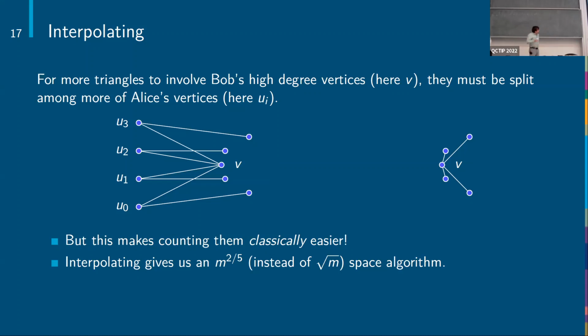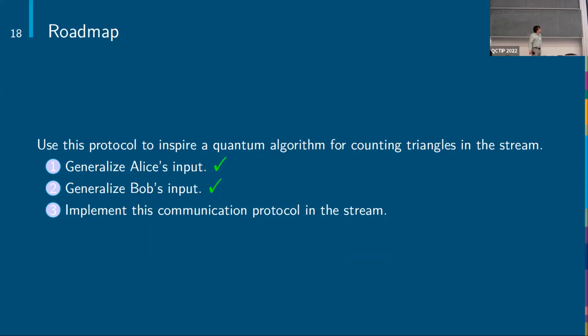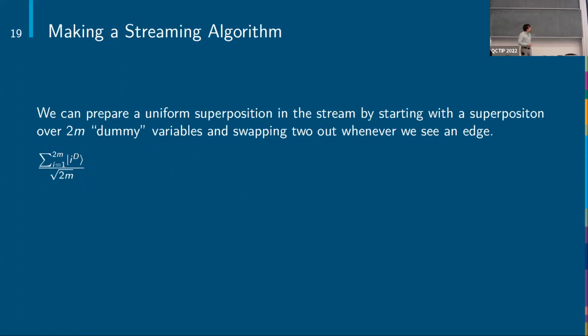And so the very last thing that we need to do is actually make this streaming. We need to work out how to implement this communication protocol in the stream. You can think of this as having two components: Alice's part of the protocol, which is constructing the superposition, and Bob's part, which is doing the measurement. Alice's part turns out to be pretty straightforward to do.